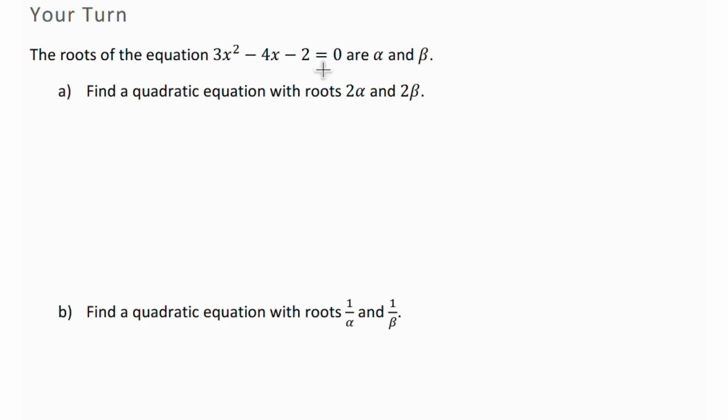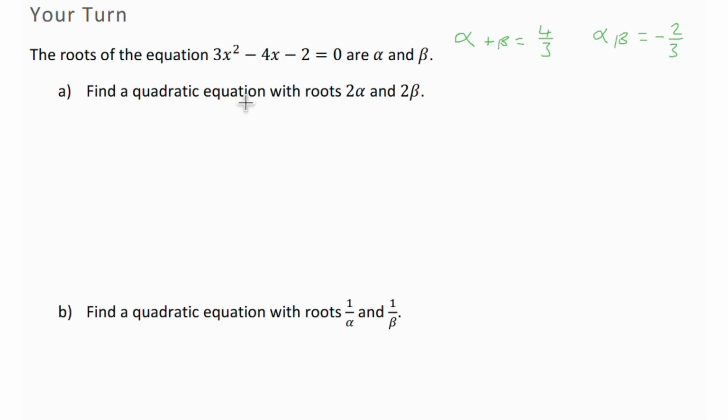The roots of this quadratic equation are alpha and beta. Find a quadratic equation with roots 2 alpha and 2 beta. The first thing I'm going to do is write down the sum and the product of these two things. Alpha plus beta is equal to 4 over 3, and alpha times beta is equal to minus 2 over 3. And I'm going to use those a few times.